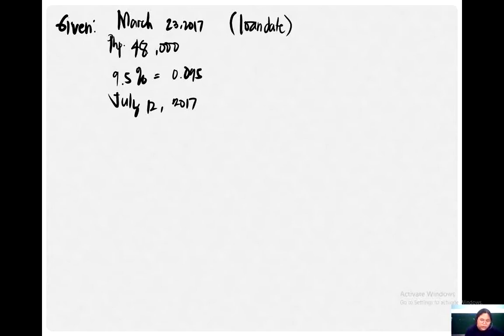The 48,000 pesos is the principal amount, the amount that Danilo is applying for as a loan. The 9.5%, or 0.095, is our rate. And July 12, 2017 is the due date.